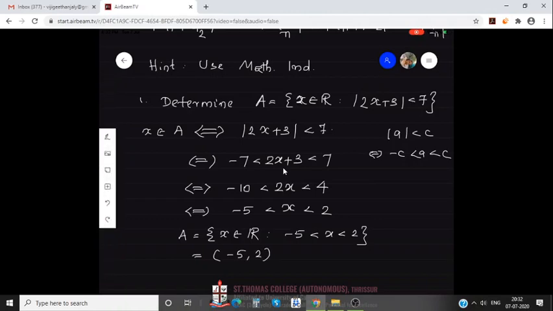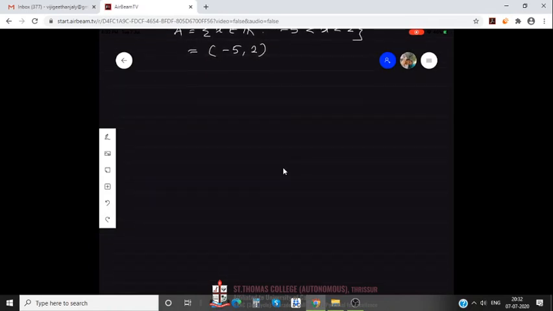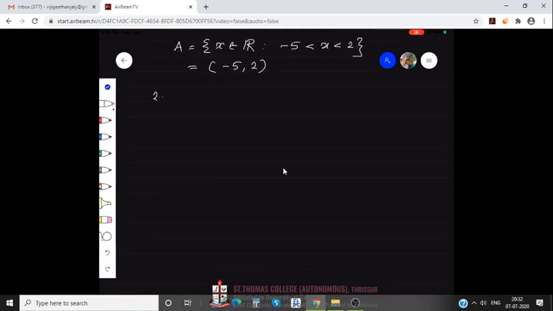Okay, now I will discuss the next problem. The second problem is the same question: determine the set. Here we have to determine the set B equal to the set of all x element of R where absolute value of x minus 1 is less than absolute value of x. This is our set. You can do the problem in different ways, but I will do the problem in this way.